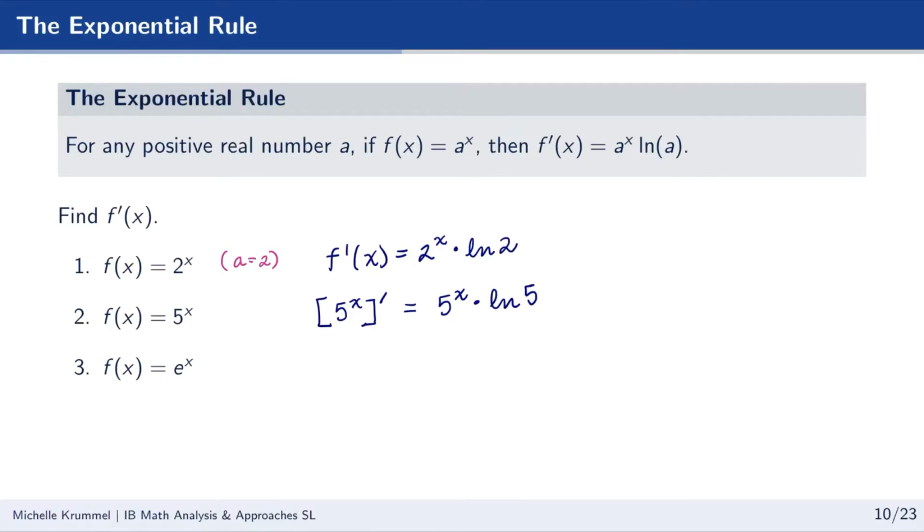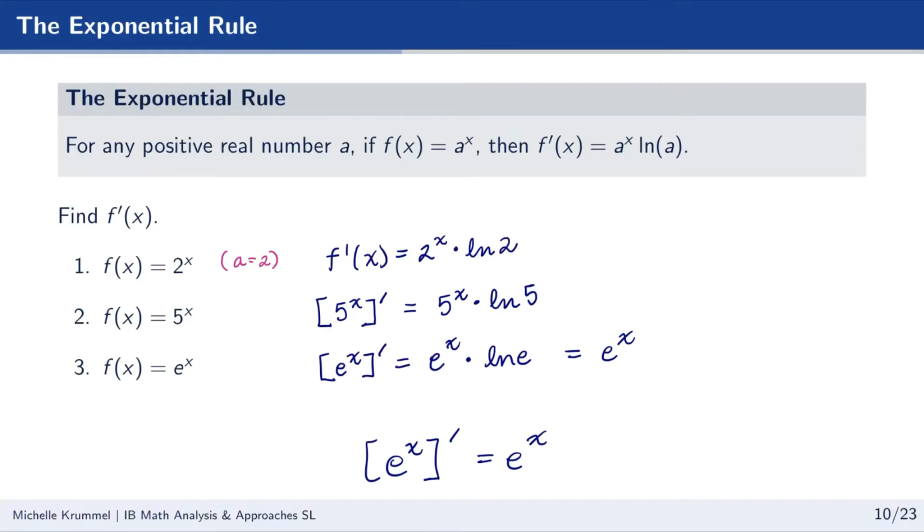Now how about f of x equals e to the x? Here the base is e. The derivative of e to the power x equals e to the power x times the natural log of e. And what is the natural log of e? The natural log of e is equal to 1. So we usually just say e to the x. Okay, so that's probably the easiest derivative rule of all the rules we're ever going to look at. The derivative of e to the x is e to the x. It is its own derivative.